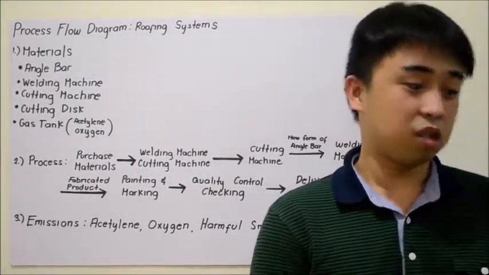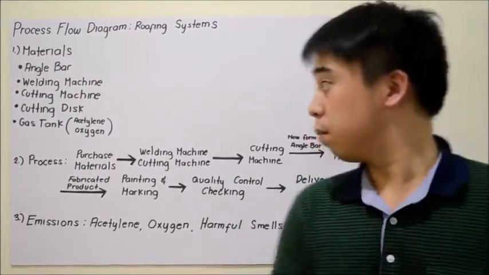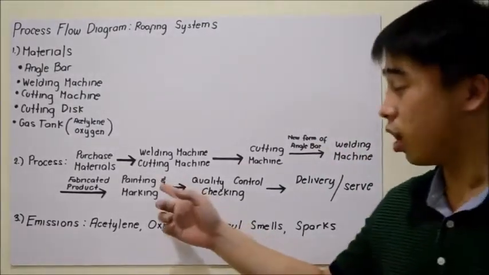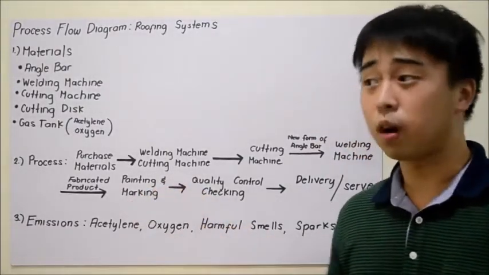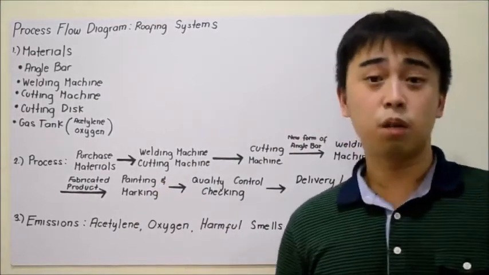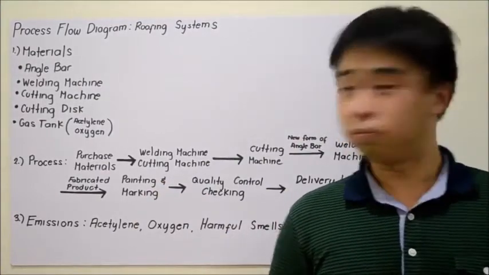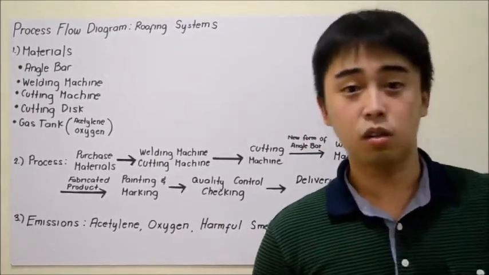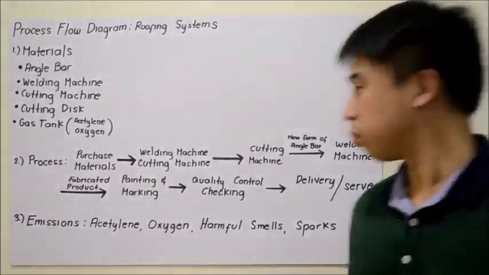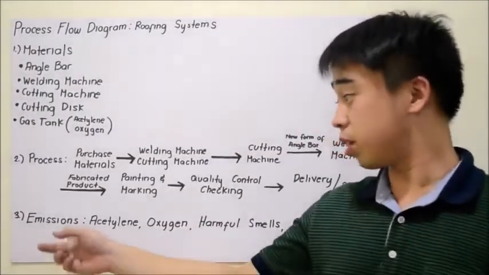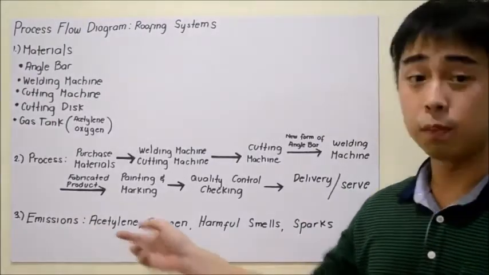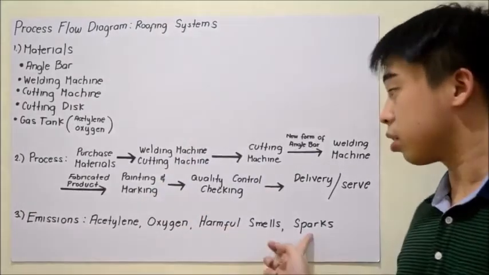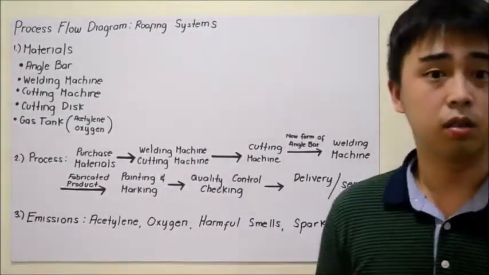It should be on its own. Nothing else should be there, because that's some kind of hazard. And of course, the empty cans of our paint should also be stored properly. If it's already a waste, it will not be used again, and it should be stored properly. Okay, now the emissions: as I said earlier, acetylene and oxygen come from the gas tank. Harmful smells come from the painting, and the sparks come from the welding and the cutting machine.